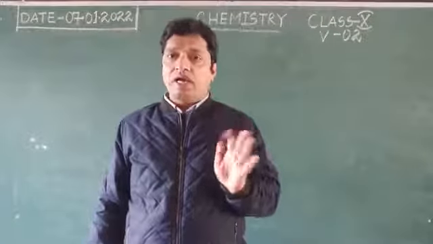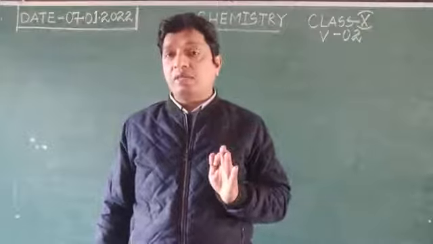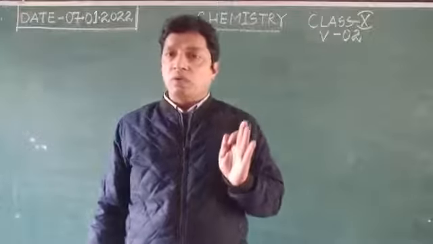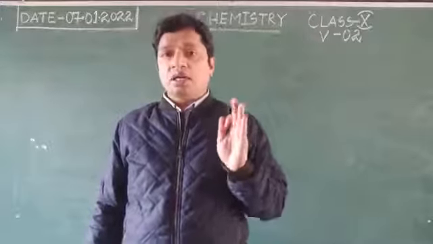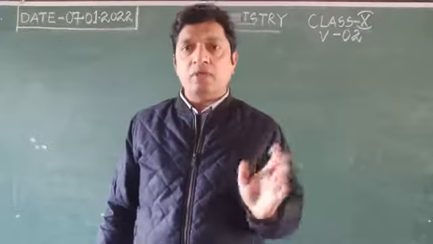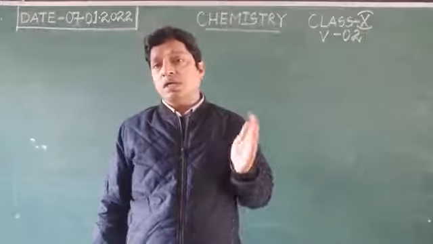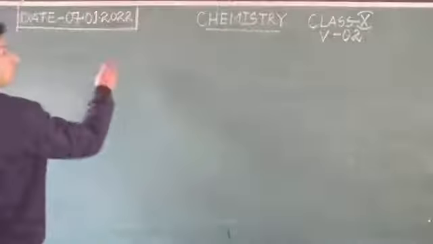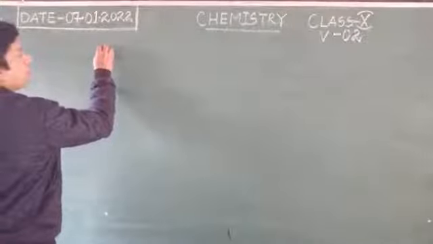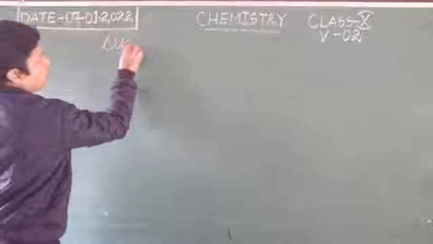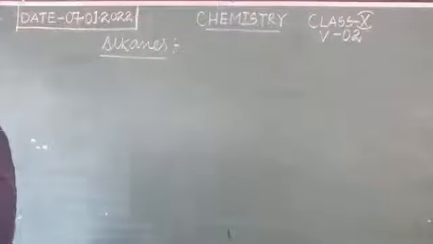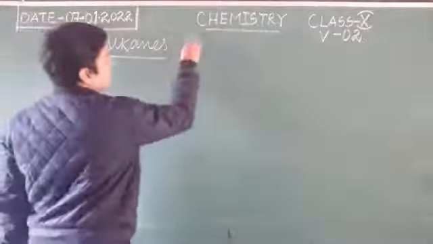And if in the entire carbon chain only single covalent bonds are present between the carbon atoms, then it is known as a saturated hydrocarbon. What are the examples of saturated hydrocarbons? The examples of saturated hydrocarbons are alkanes. Now, in the saturated hydrocarbons, today we are going to discuss alkanes. Alkanes are also known as paraffins.